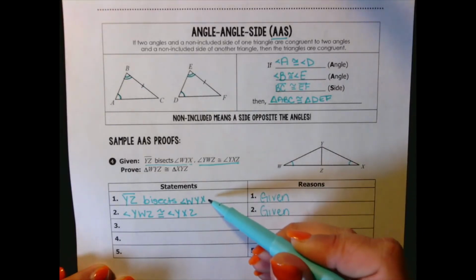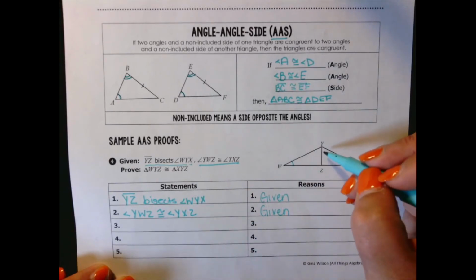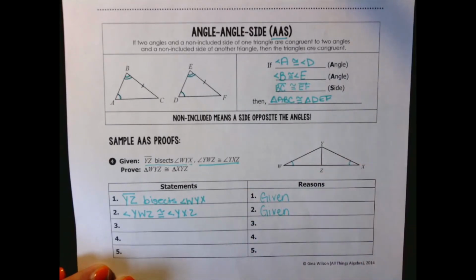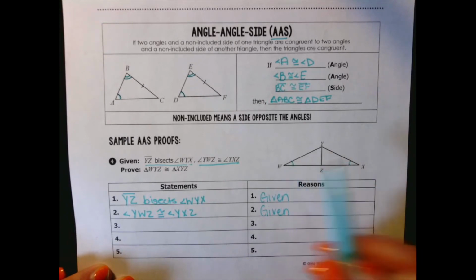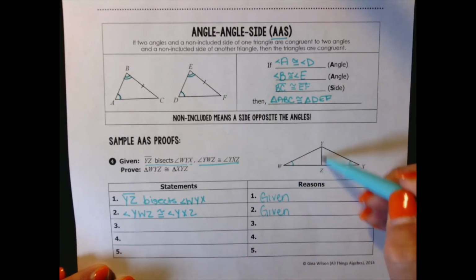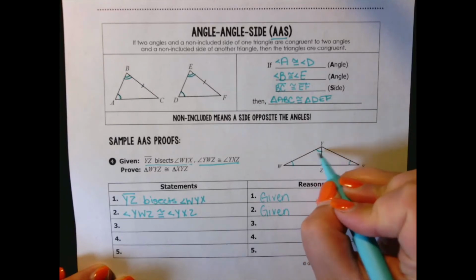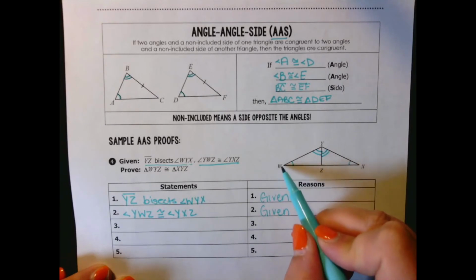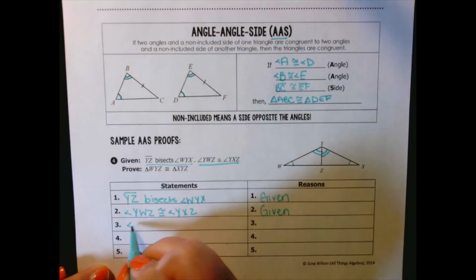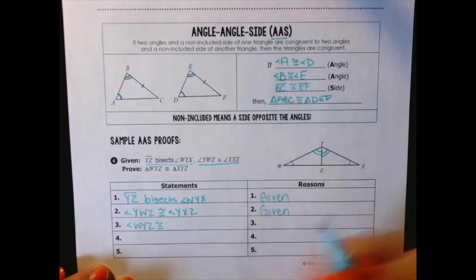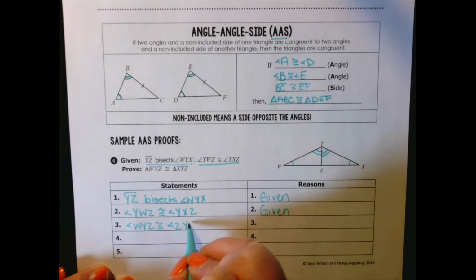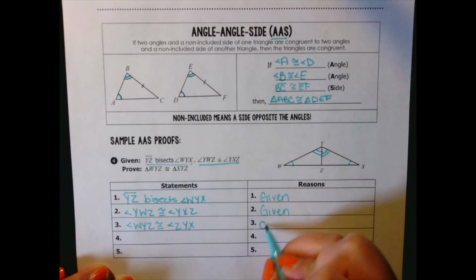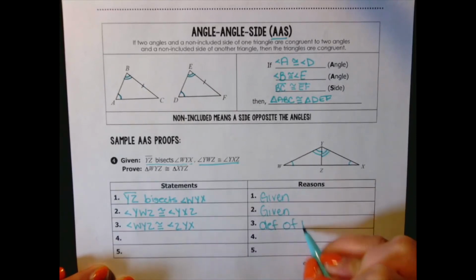Then we're going to go off of our first statement. We have YZ bisects angle WYX. And if something bisects it, it's going to cut it into two congruent angles. So we can now say that angle WYZ is congruent to angle ZYX. And we know that because of definition of bisector.